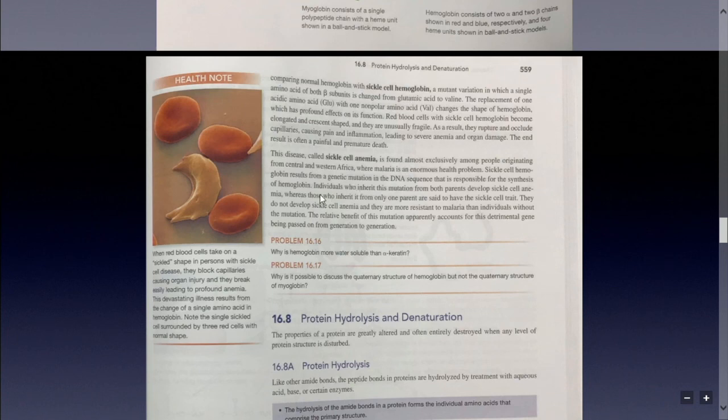All right. This is interesting, though. It's found almost exclusively among people originating from Central and Western Africa, where malaria is an enormous health problem. And what they found was that the genetic mutation in the DNA is responsible for it. And so if you have that mutation in your DNA, and both parents have it, then they're going to give it to their child, who's going to end up with that same disease. I'm sorry, I'm just trying to read this last part.